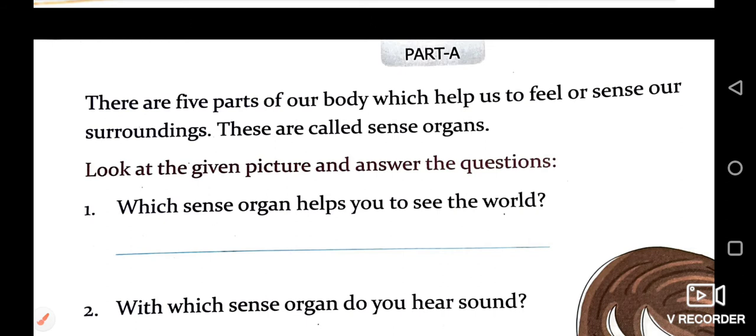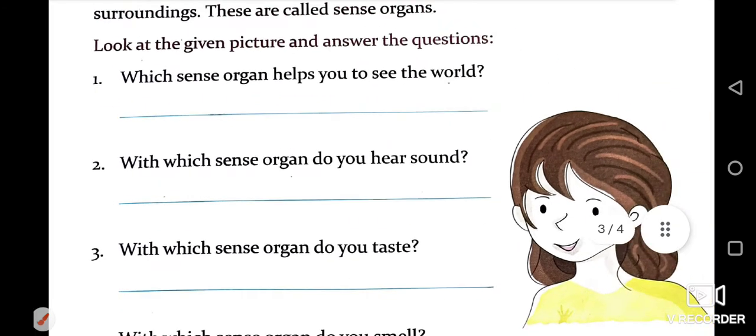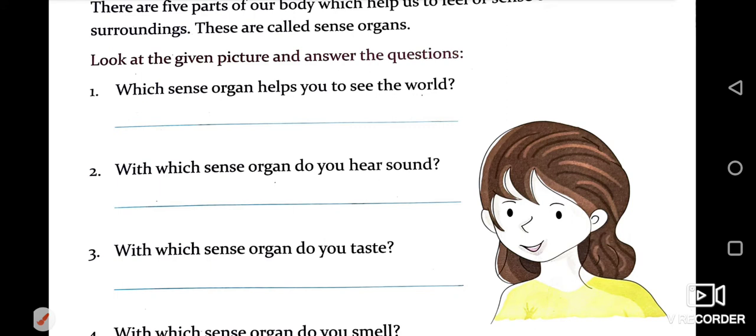We have 5 sense organs in total, which you are going to memorize by heart. These are very, very important. This is the most important part of your chapter. So the 5 sense organs are ears, nose, tongue, skin, eyes. Now we are going to understand these 5 sense organs with the help of this picture and some of the questions given to us. We are going to answer these questions and understand what sense organs are.